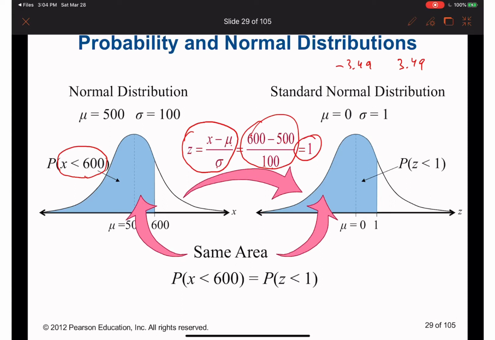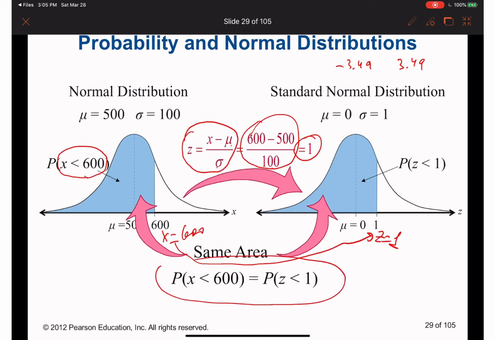So x equal to 600 matches a z-score equal to 1. If we need to find the probability for x less than 600, it matches the z-score less than 1.